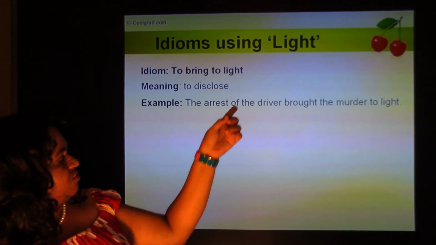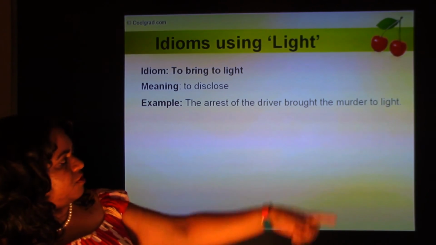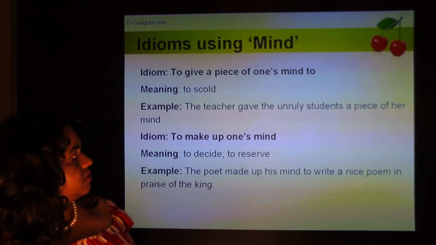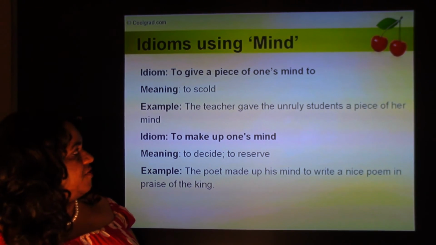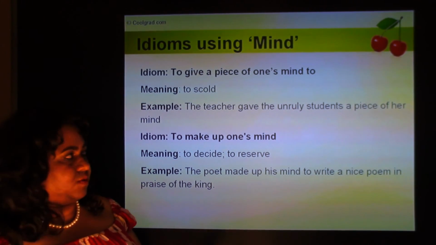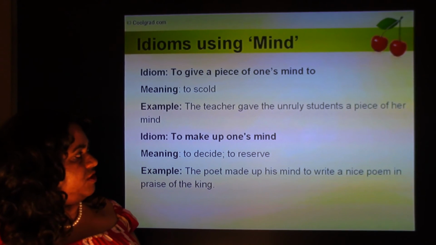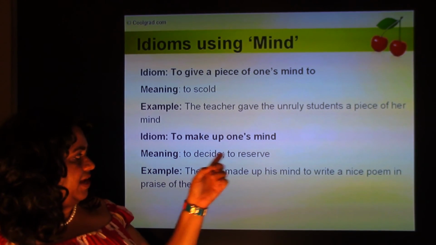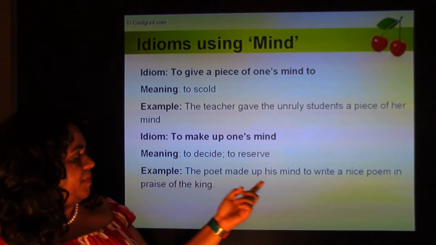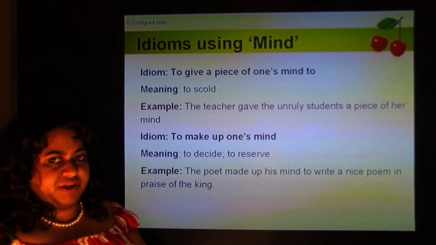To bring to light means to disclose. The arrest of the driver brought the murder to light. Idioms using mind. To give a piece of one's mind to someone means to scold someone. The teacher gave the unruly students a piece of her mind. To make up one's mind, to decide, to resolve. The poet made up his mind to write a nice poem in praise of the king.